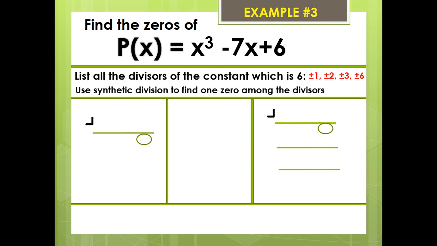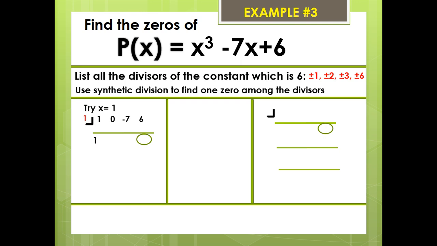Use synthetic division to find one zero among the divisors. So, dyan sa 8 yan, mag-try tayo. Kahit na anong gusto nyo i-try dyan muna. So, try natin ang positive 1. So, try x is equal to 1. So, we have 1. Get the numerical coefficient, highest degree 3, dapat 4 na numbers. May missing tayo. So, let the missing exponent 0 yung ilalagay natin. So, we have 1, 0, negative 7, and 6.